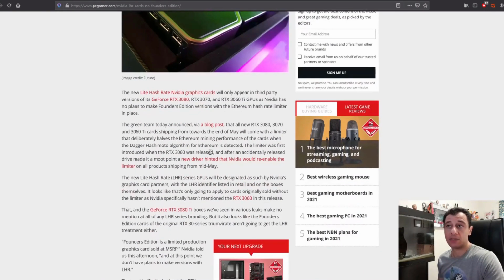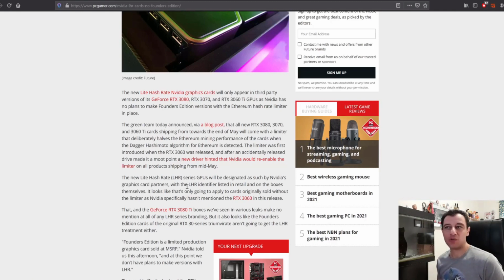The team today announced via blog post that all RTX 3080, 3070, and 3060 Ti cards shipping from towards the end of May will come with a limiter that deliberately halves the Ethereum mining performance of the cards when the Dagger Hashimoto algorithm for Ethereum is detected. So here again, it's only mentioning mining on the Ethereum algorithm. It's not saying anything about the other algorithms, so miners can still potentially mine without any issues, hash limiter or no hash limiter. The limiter was first introduced with the RTX 3060, and we all know what happened there.